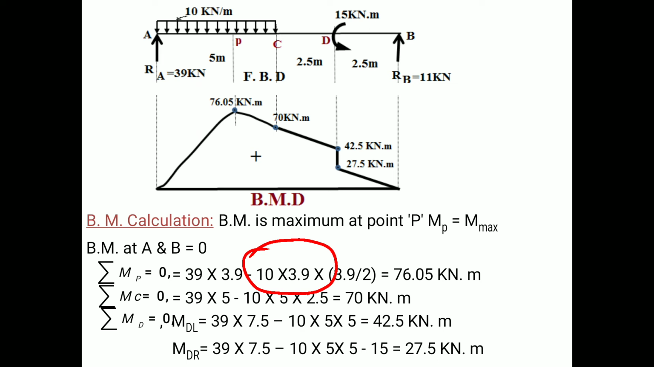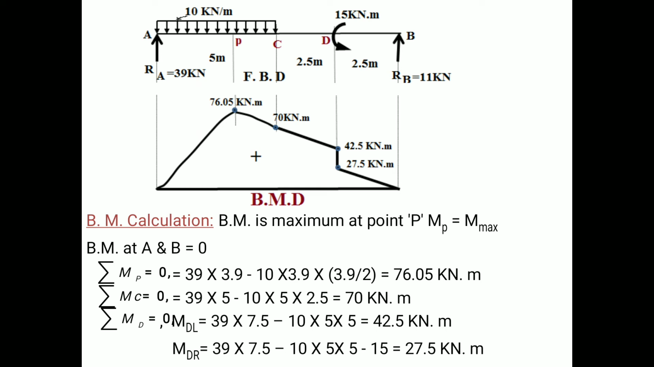Therefore, that UDL has to be converted into point load. So, this is the value of point load only, and it will act at a distance of half of the span, that is 3.9 by 2. On solving this equation, I have moment at P equal to 76.05 kilonewton meter.